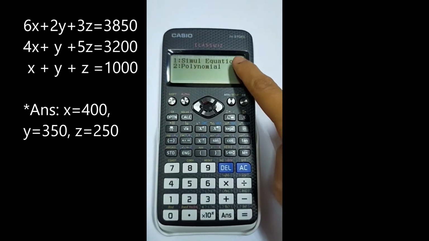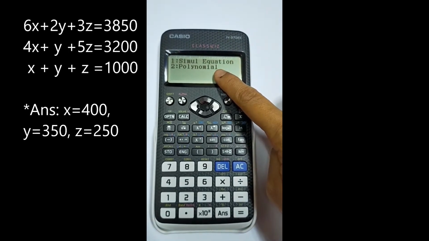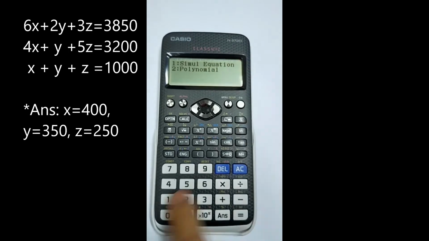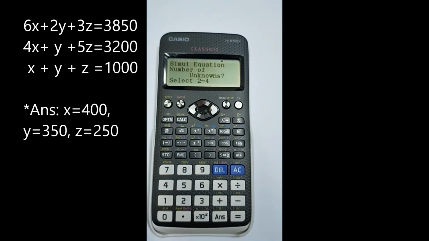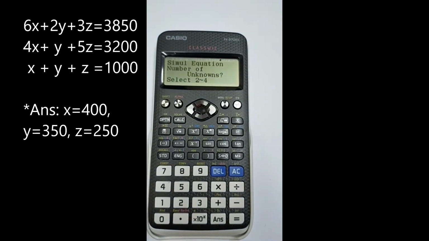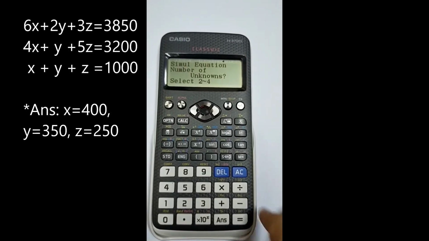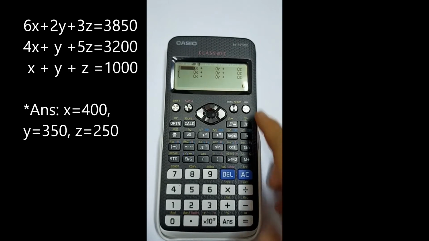Okay, so now it's either simultaneous equation or polynomial. Because we have simultaneous equations, we have to press 1. Now the calculator asks for the number of unknowns. Since we have 3 unknowns here, x, y, z, we choose 3. Now you can see this matrix form.